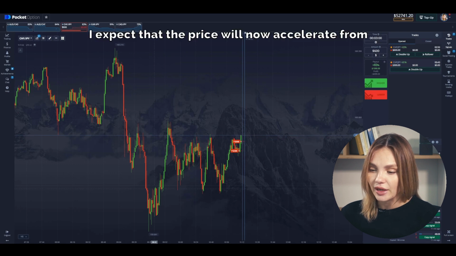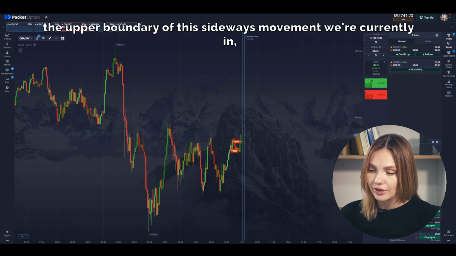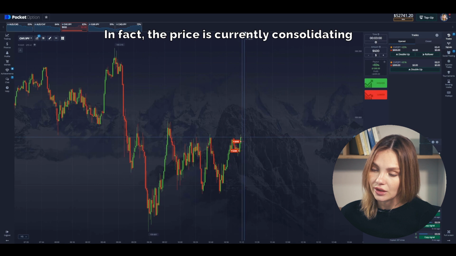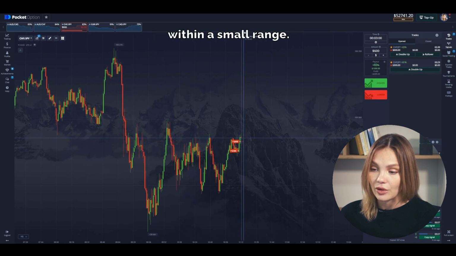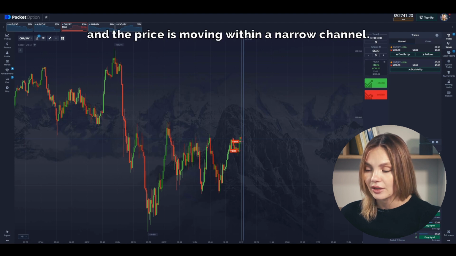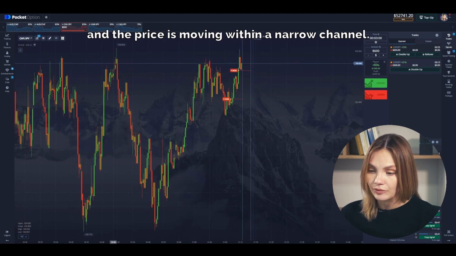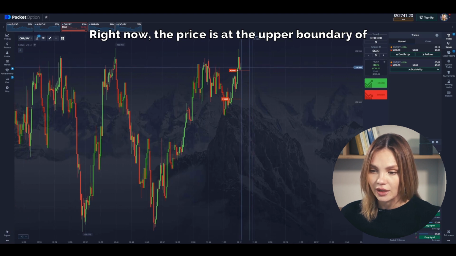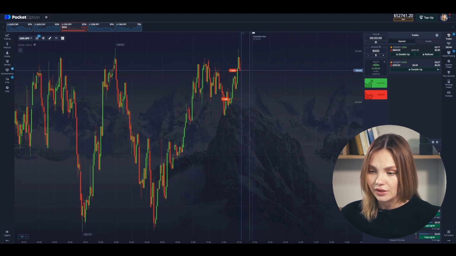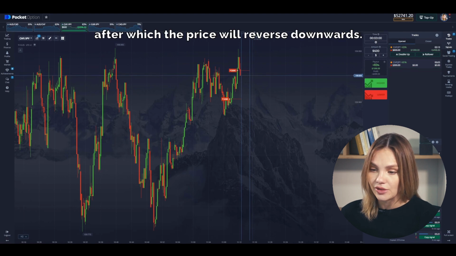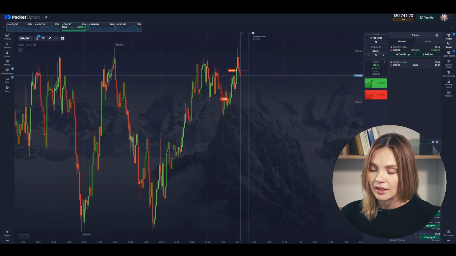I expect that the price will now accelerate from the upper boundary of this sideways movement we're currently in, and then it will drop. In fact, the price is currently consolidating within a small range. There was a drop, then a consolidation phase, and the price is moving within a narrow channel. Right now, the price is at the upper boundary of the sideways movement. I expect a minor false breakout above the upper boundary, after which the price will reverse downwards.